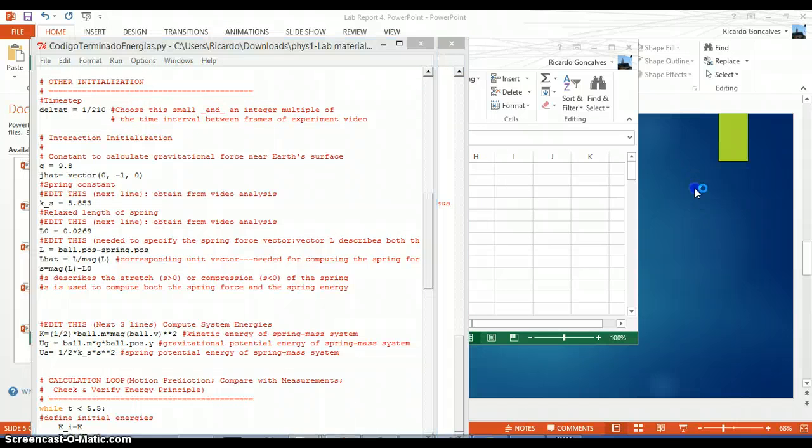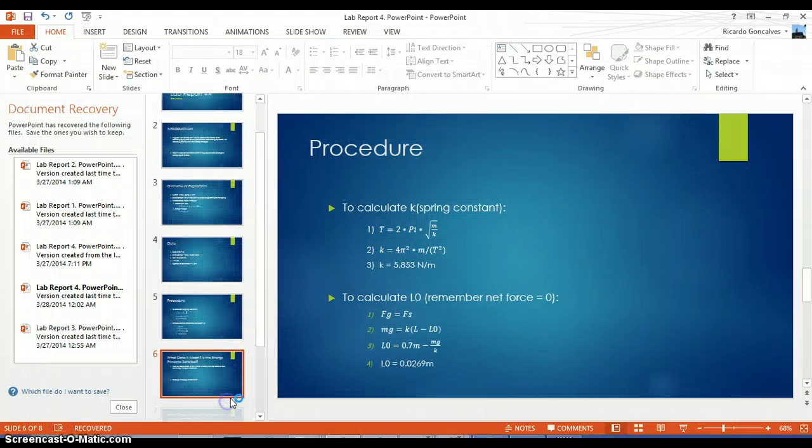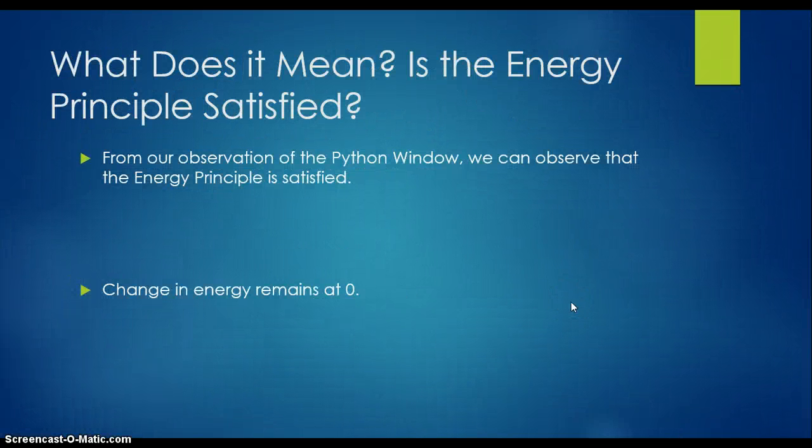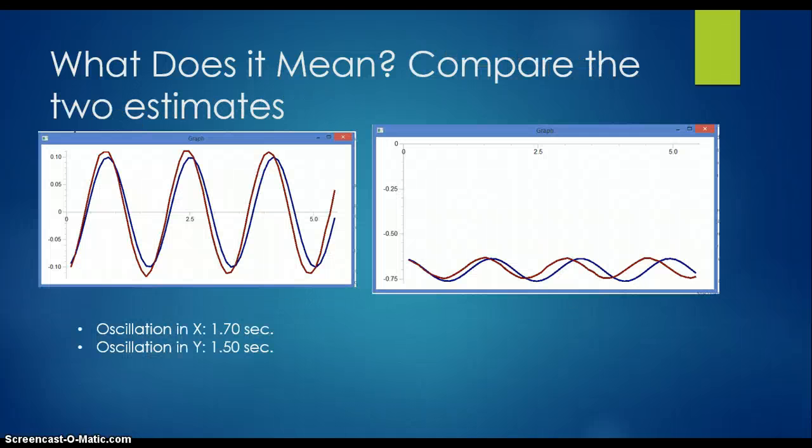Now, to answer the what does it mean question: is the energy principle satisfied? It is satisfied because from our observation of the Python window, we can observe that the change in energy always remains at 0, which means that the system is in equilibrium, satisfying the energy principle. Compare the two estimates of k, of the values in x and the values in y.